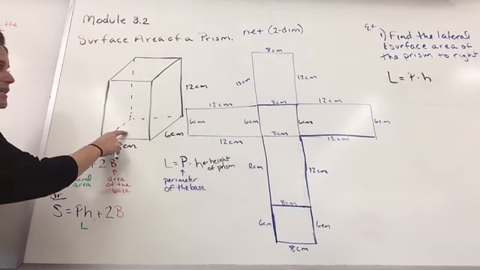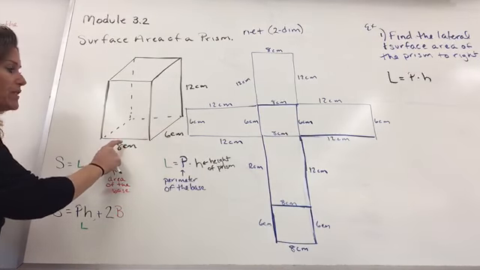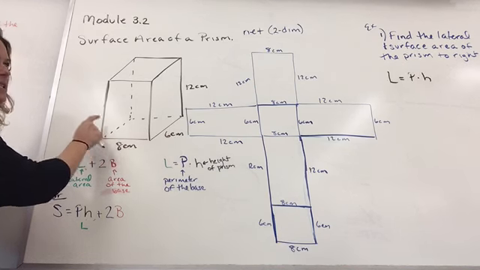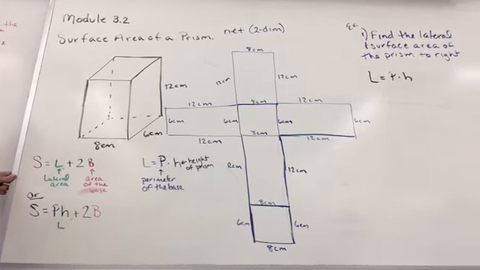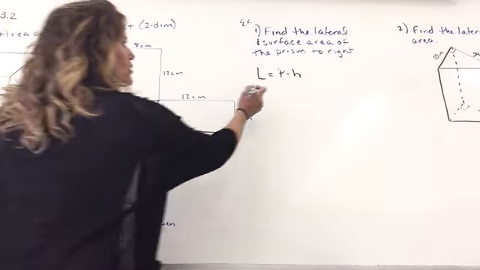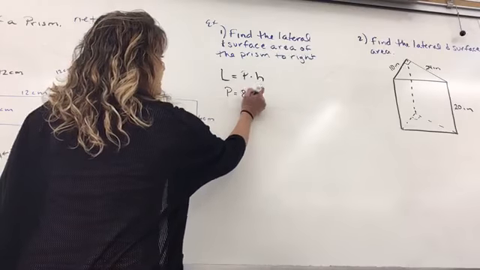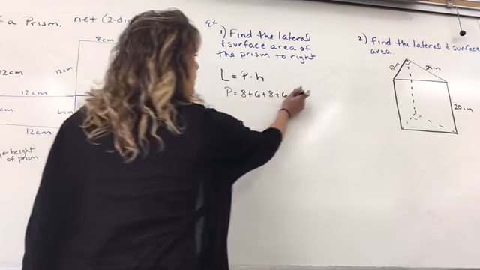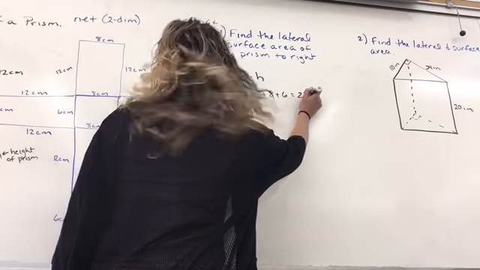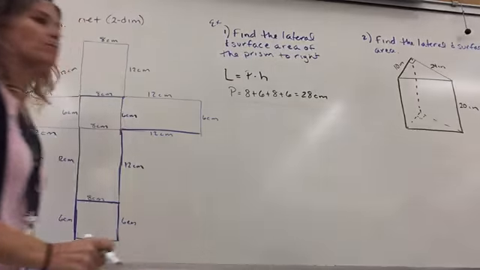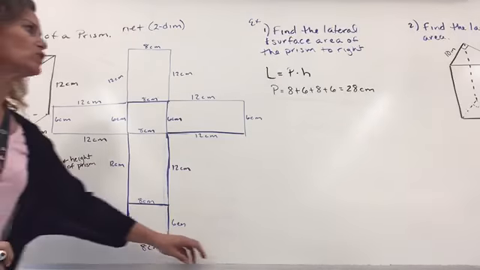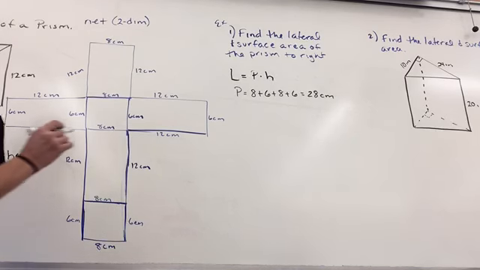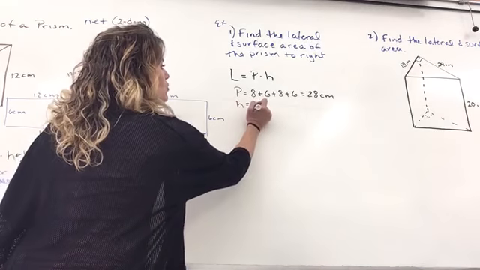Look at the base. Remember, it is a rectangle, so if this is 8, this back side is 8. If this is 6, this side is 6. So to find the perimeter, it's adding up all the sides. So the perimeter in this case is equal to 8 plus 6 plus 8 plus 6. Well, that's 14 plus 14, so that is 28 centimeters. Now, the height is the distance between the two bases. So our height on this is 12.